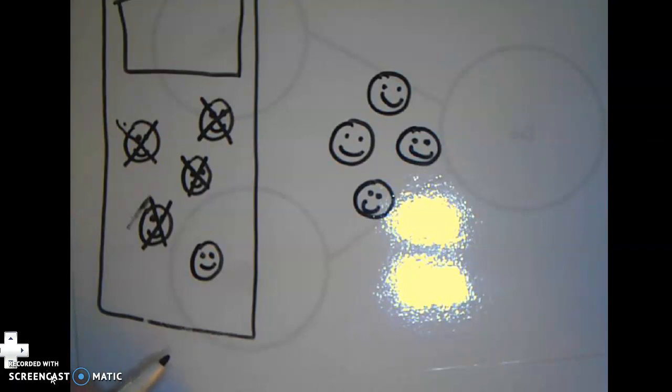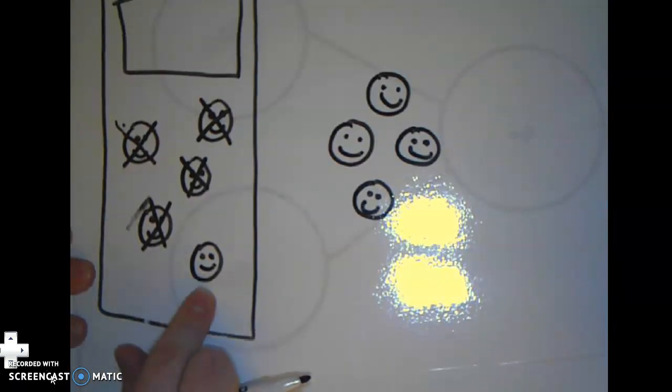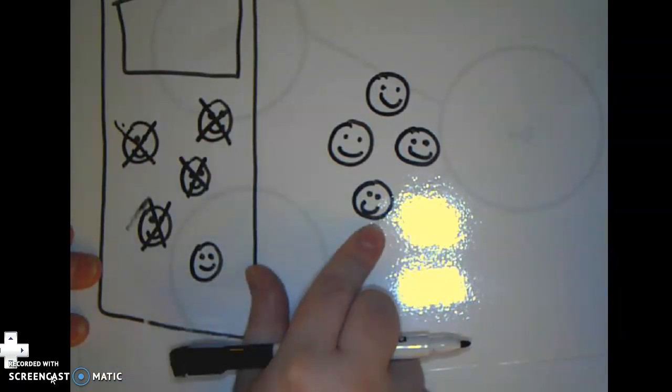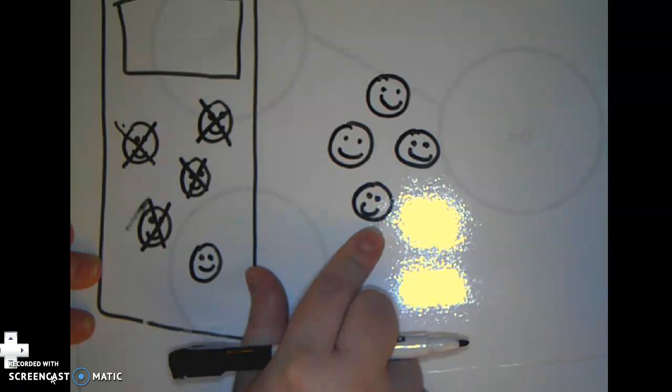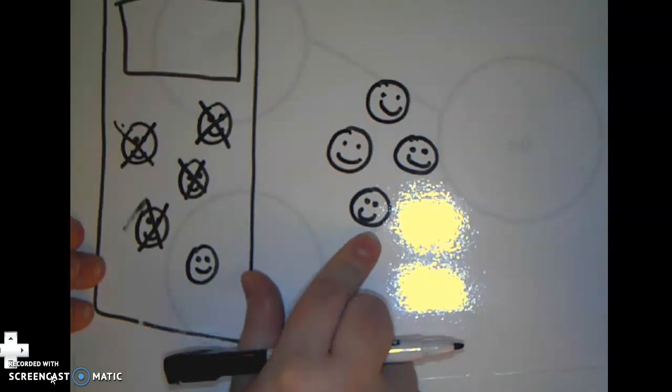Alright, we have 1 monkey left on the bed. This is our group on the bed. We have 4 monkeys who are sitting on the floor. That's our floor group. But there are still 5 monkeys all together.